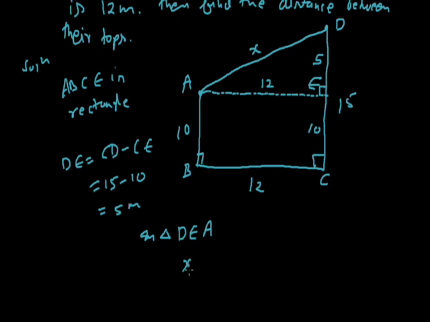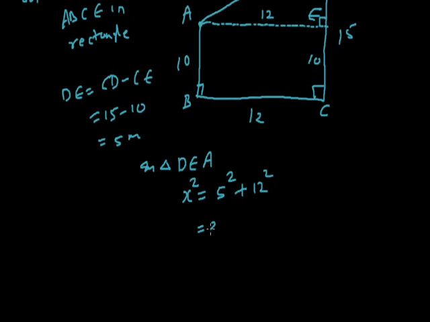So X square is equal to the sum of the squares of the remaining two sides, that is 5 and 12. So 5 square plus 12 square. 5 square is 25. 12 square is 144. 25 plus 144 is 169. Now X is equal to the square root of 169, which is equal to 13 meter. So the distance between the tops of the poles is 13 meter.